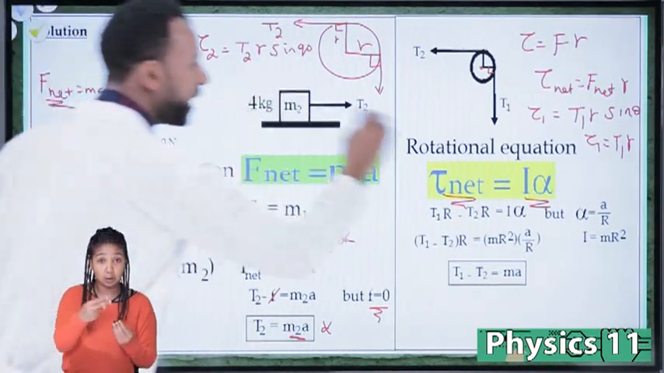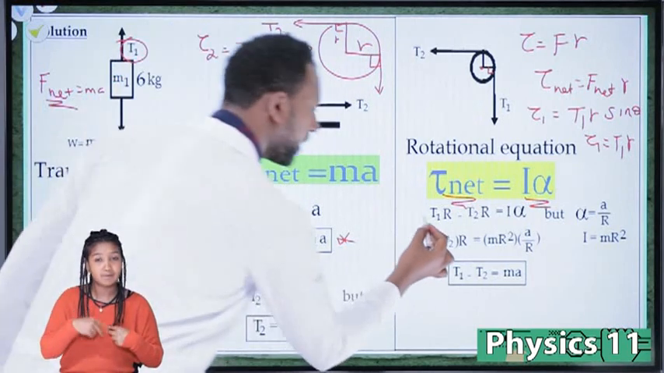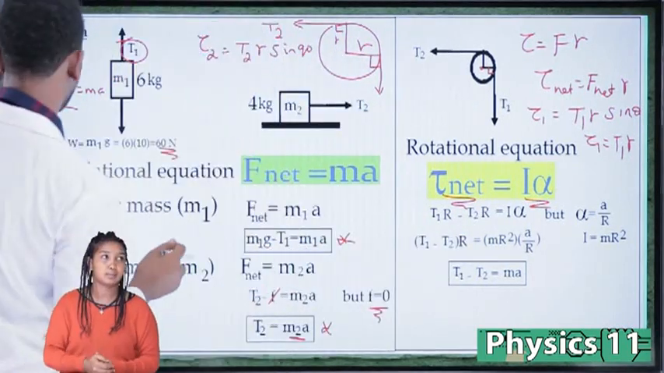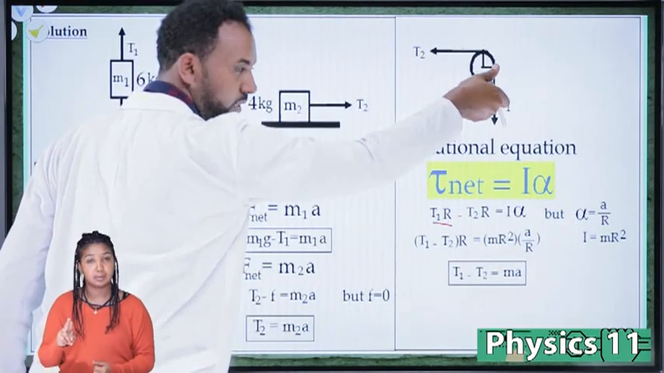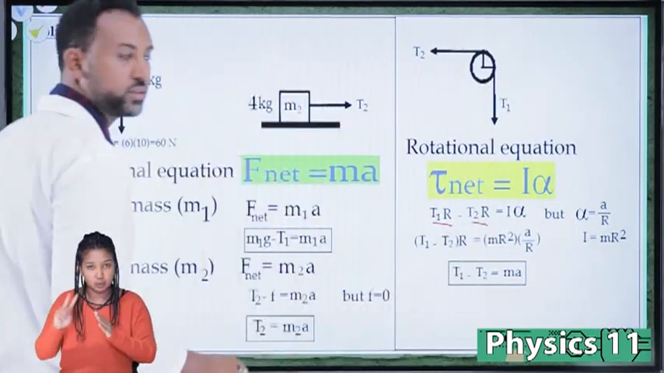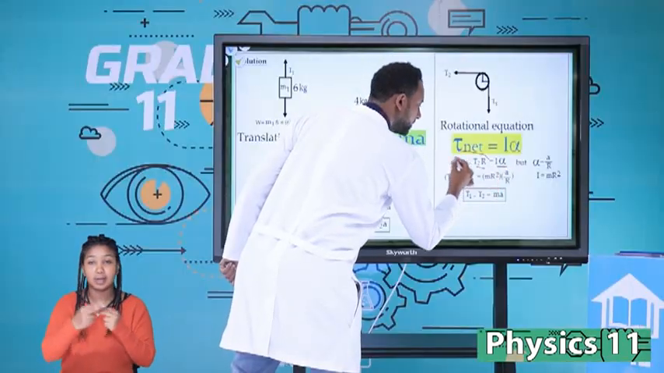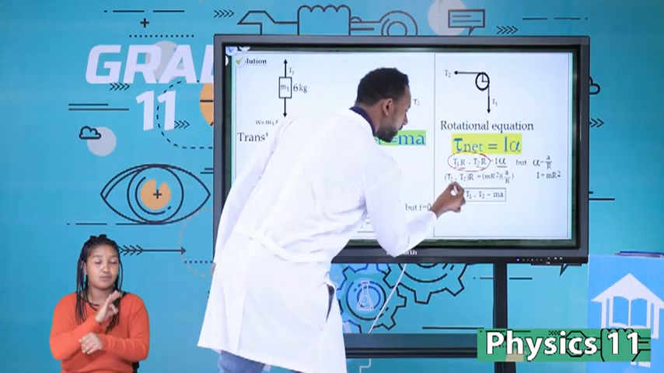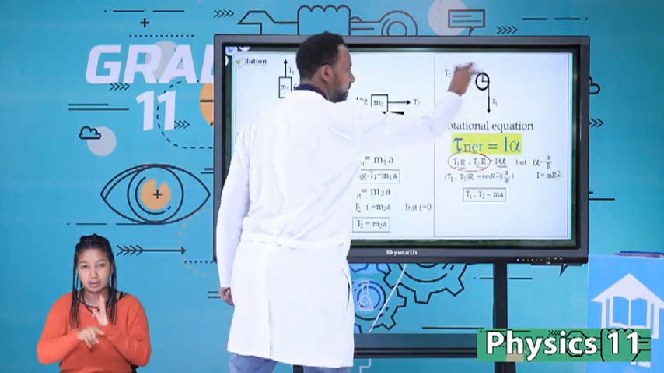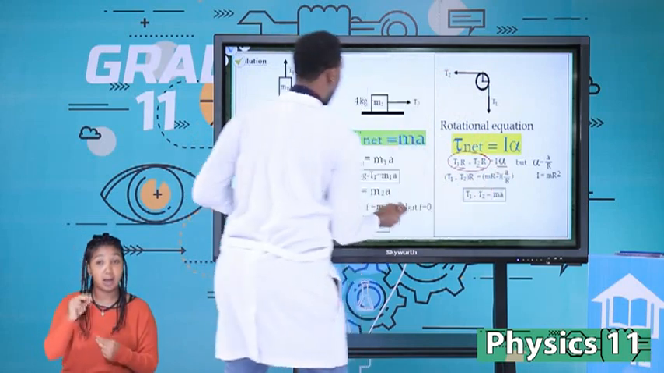When you add these two, clockwise and counterclockwise, you can have T1R, the tension which is acting clockwise, minus the tension T2R, we can subtract these two, equals I times alpha. This is how we determine the net torque or moment of force. T1 minus T2, where T1 is acting clockwise and T2 is counterclockwise, times R, gives us I times alpha.